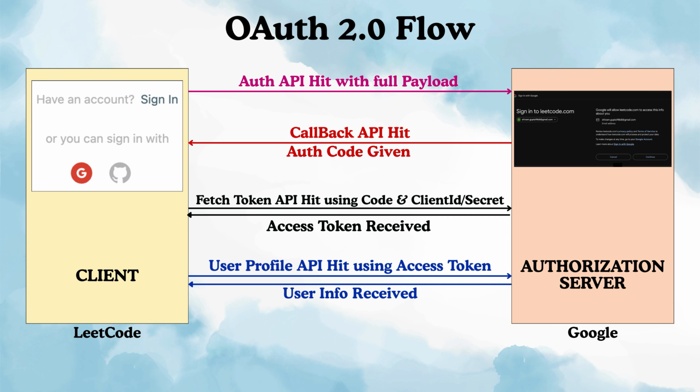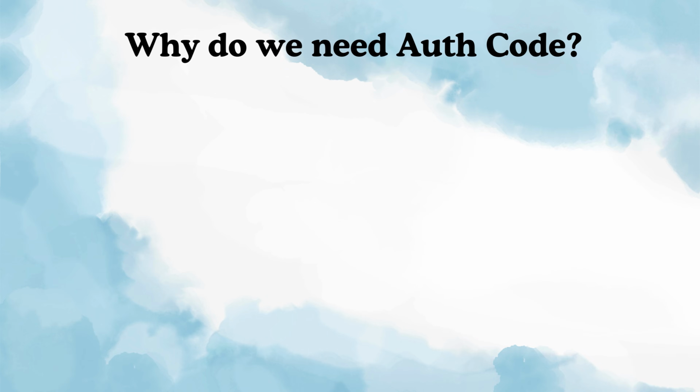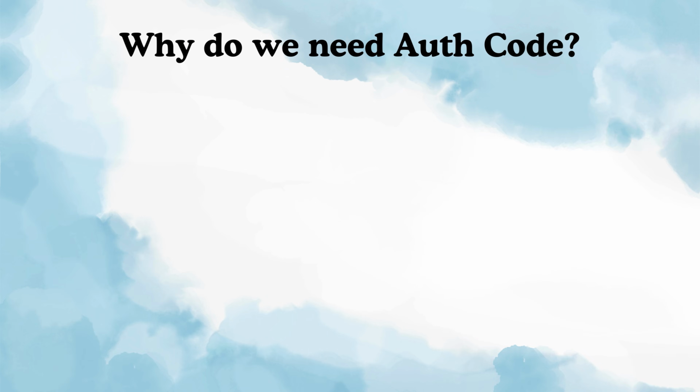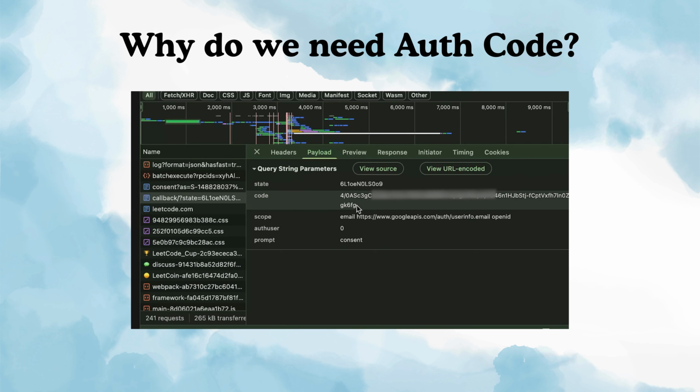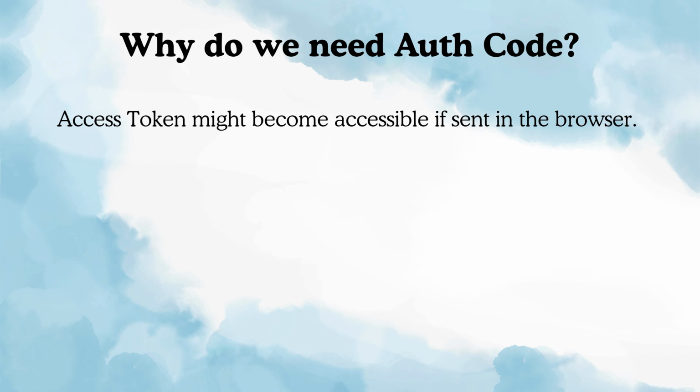Now there is one question that still needs to be answered. Why is there an authorization code in this whole flow? LeetCode could have directly taken the access token and got the access, right? The answer is that you must have observed, when we were inspecting the callback API, that we were able to see the authorization code in the browser, right? Similarly, if Google had sent the access token directly in the callback API, then anyone could access it as well. So it's not safe.